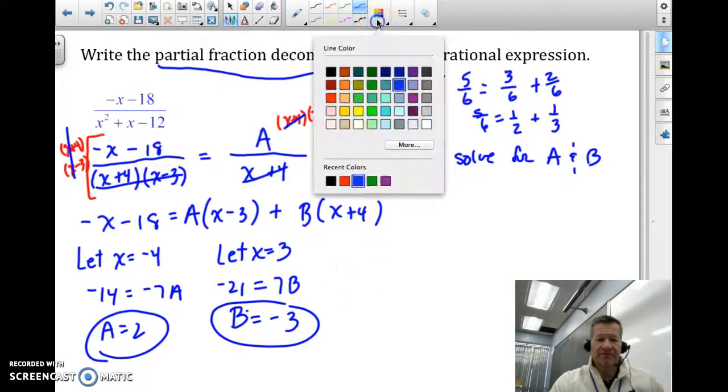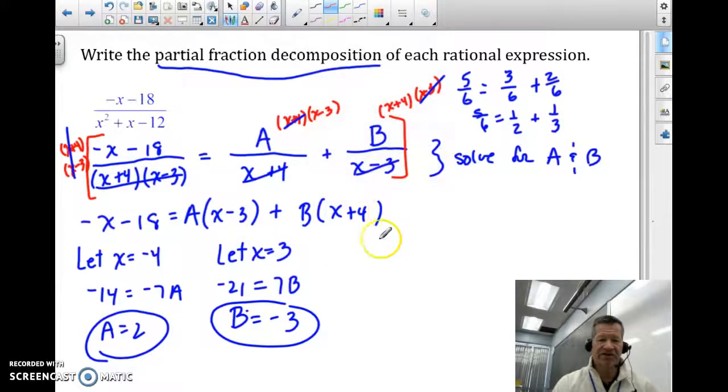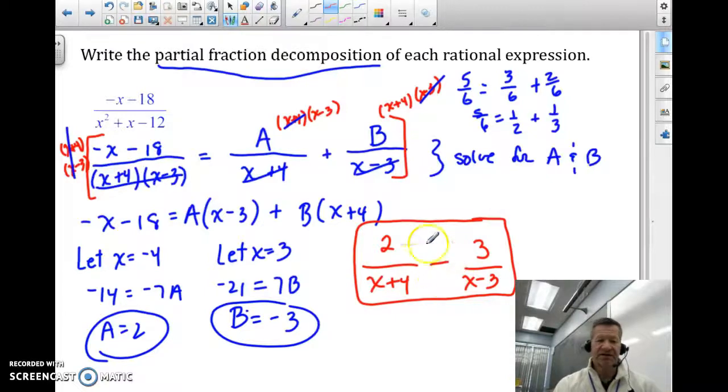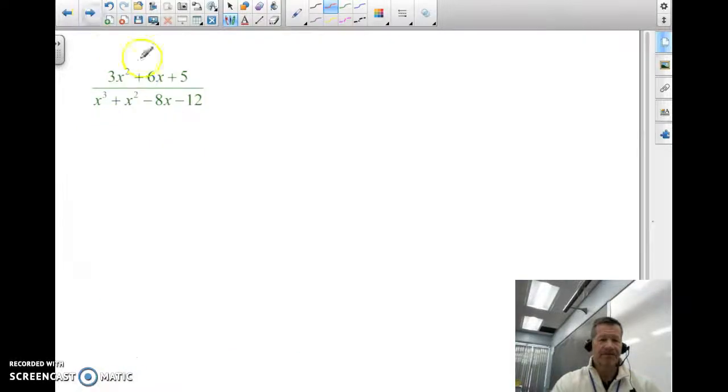So my answer. Now you've done all this work, make sure you write your answer. The partial fraction decomposition would be a, which I know is now 2, so I can take 2 over x plus 4, plus b is negative 3. So I can put plus negative 3 on top, or I can go minus 3 over x minus 3. If I add these two fractions together, or subtract them in this case, I should get negative x minus 18 over x squared plus x minus 12. In class, we'll actually check that. I'm going to try to keep the video short, so I'm going to go on to the next one here.